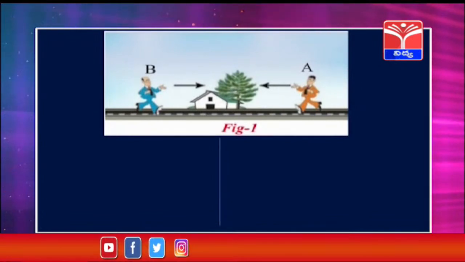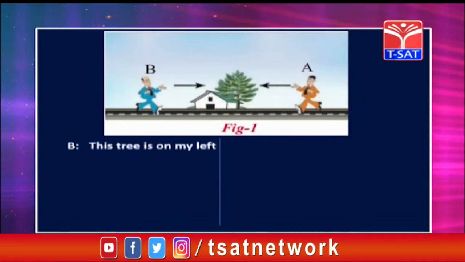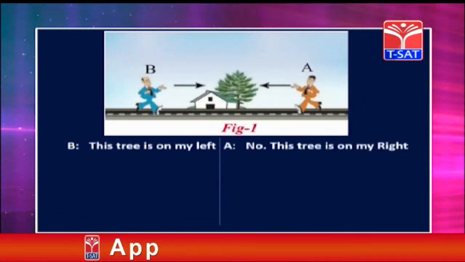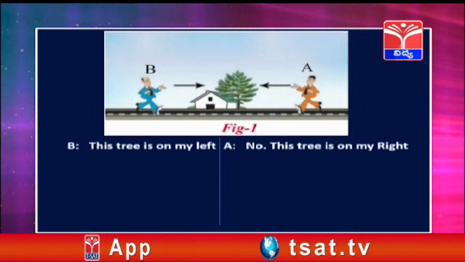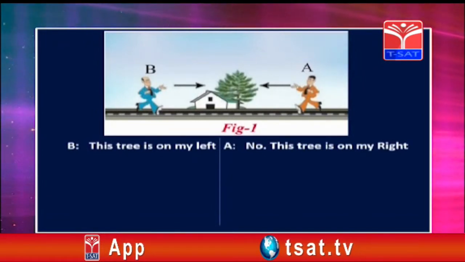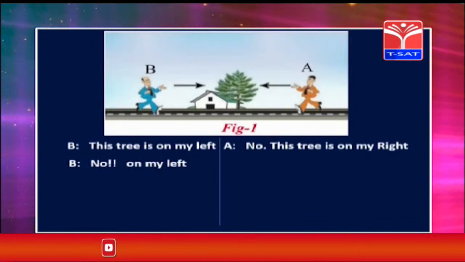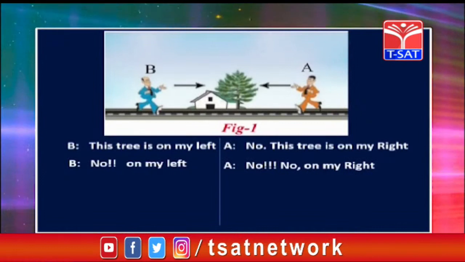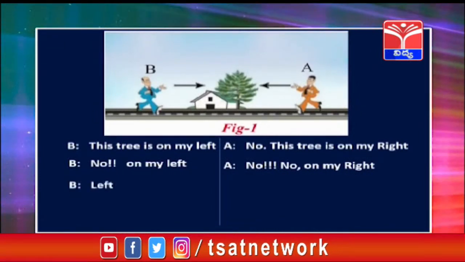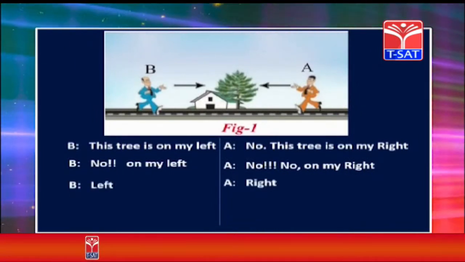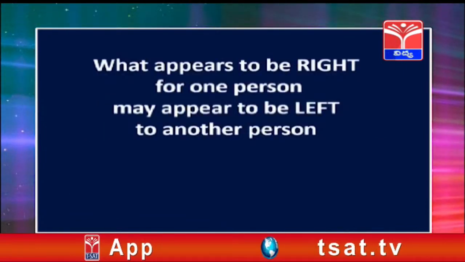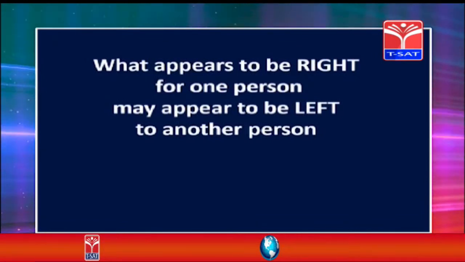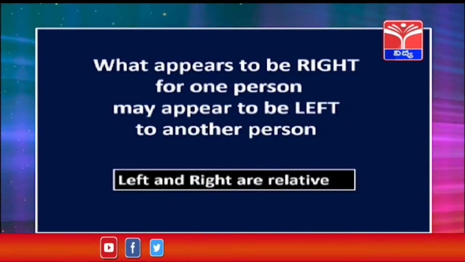Here is Person B and Person A, and Mr. B says the tree is on my left, and Mr. A says, no, this tree is on my right. The argument continues. B says that it is on his left, while A says that it is on his right. Here, what appears to be right for one person may appear to be left to another person. So left and right are relative.